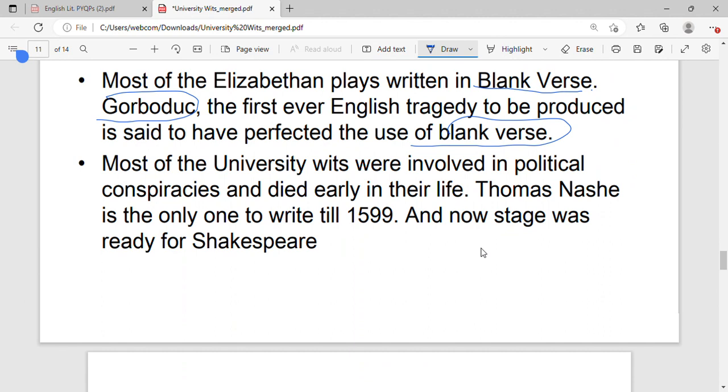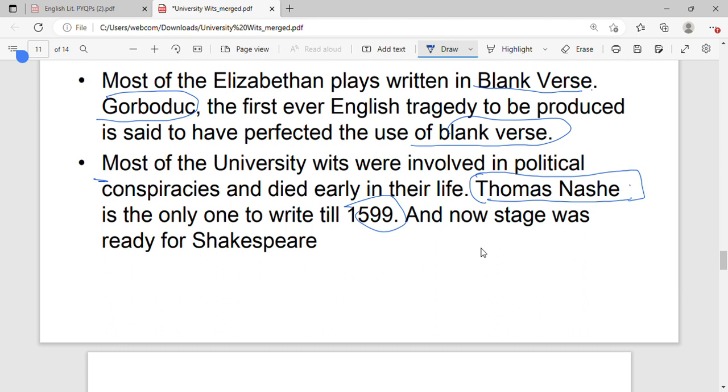Now we have most of the University Wits, but the one who wrote till 1599 is Thomas Nash, right? I got confused with some details, so that's why. Okay, yeah. All right, I got it.